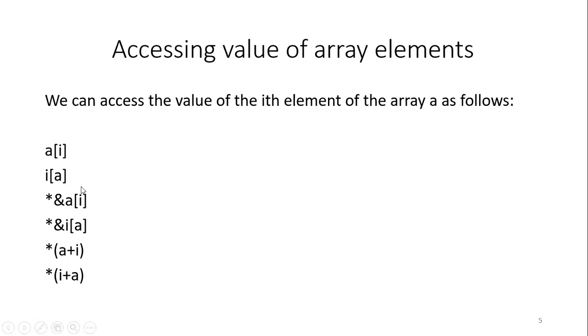We can even print the value of a of I by means of star ampersand I of A, or otherwise we can write star within parenthesis a plus I. This a plus I will give us the address of the ith element, and when we write asterisk before that, it is the value at this particular address. And we can even write asterisk I plus A inside parenthesis.